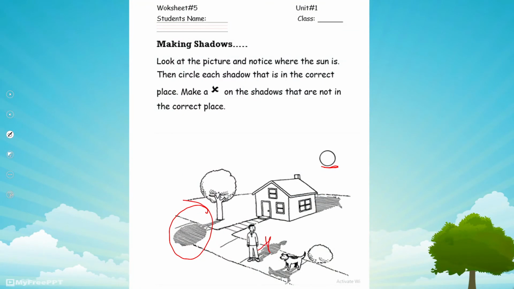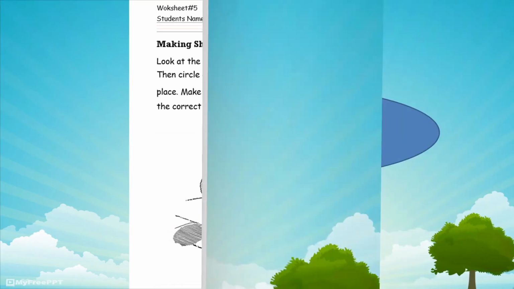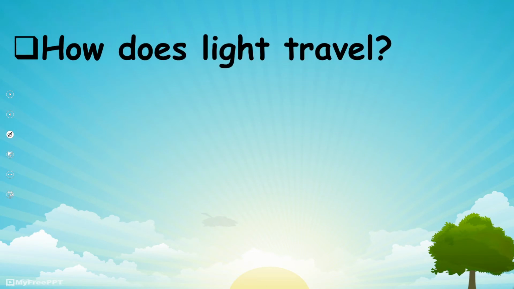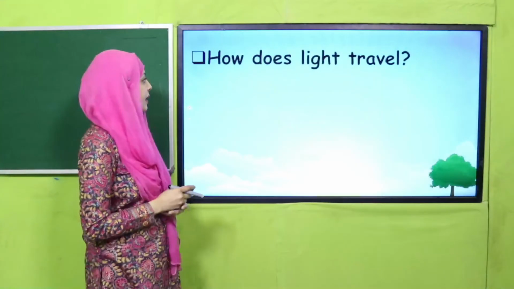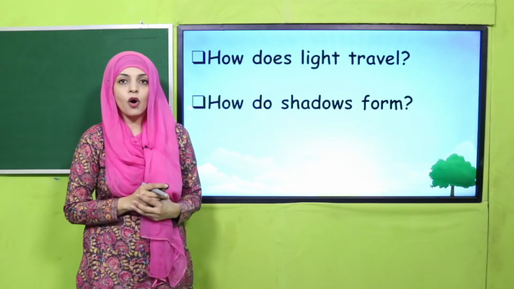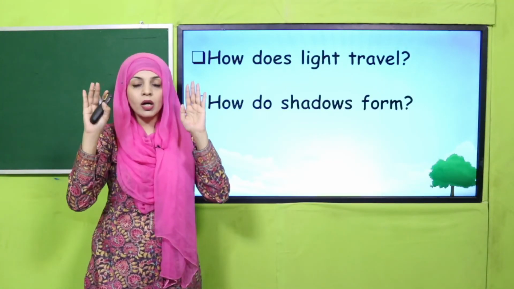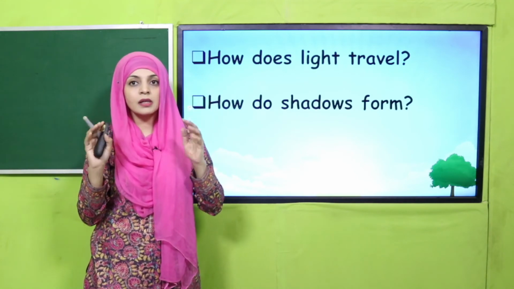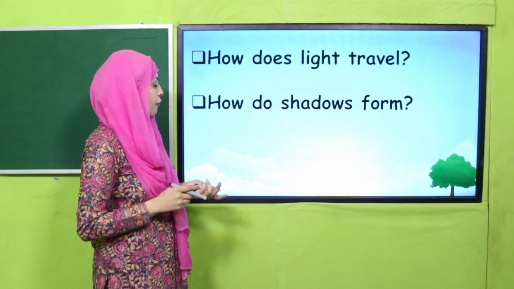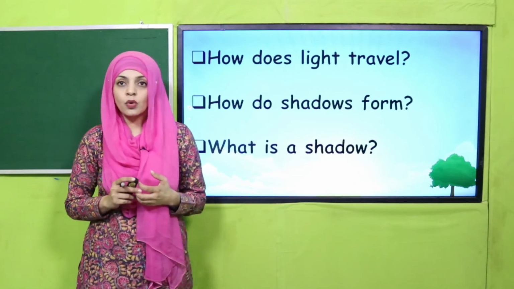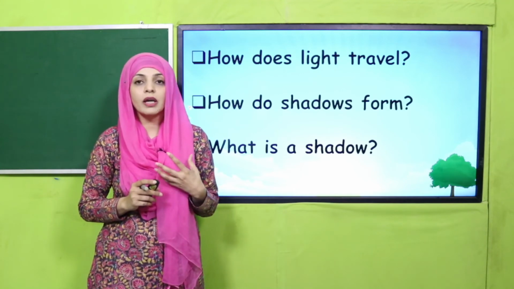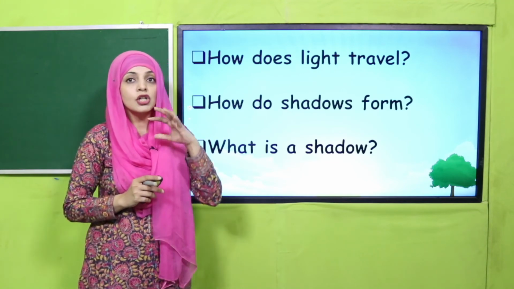Okay. So this will be a fun worksheet. Now let's move forward towards the evaluation. You have to answer a few questions. How does light travel? Light travels in a straight line. How do shadows form? When you block the light, an area of darkness appears, and that's how shadows are formed. What is a shadow? Shadow is an area of darkness when you are blocking the sunlight. Okay, that is the shadow.